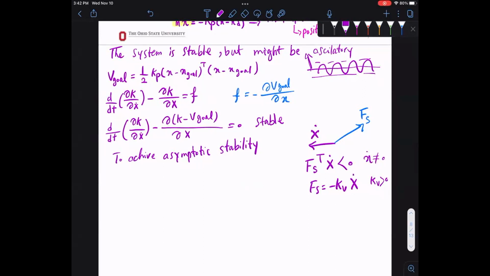Now, to achieve asymptotic stability, the dynamic of my system, I'm just using the Lagrange formula because I'm dealing with potential energies here, so it looks easier, should be equal to this Fs, right? So the dynamic of your system, if this is equal to F external, equal and in the opposite direction, you will stop. So this bottle will stop at the point that you expected. Now let's write this down and see what we get.